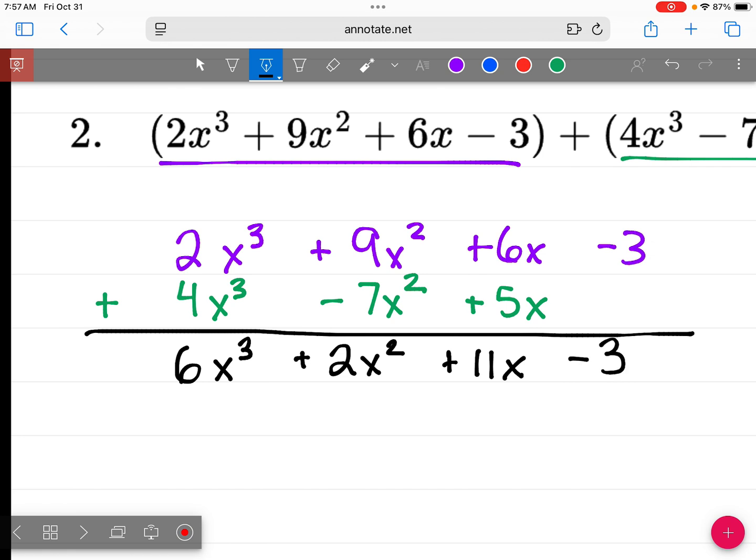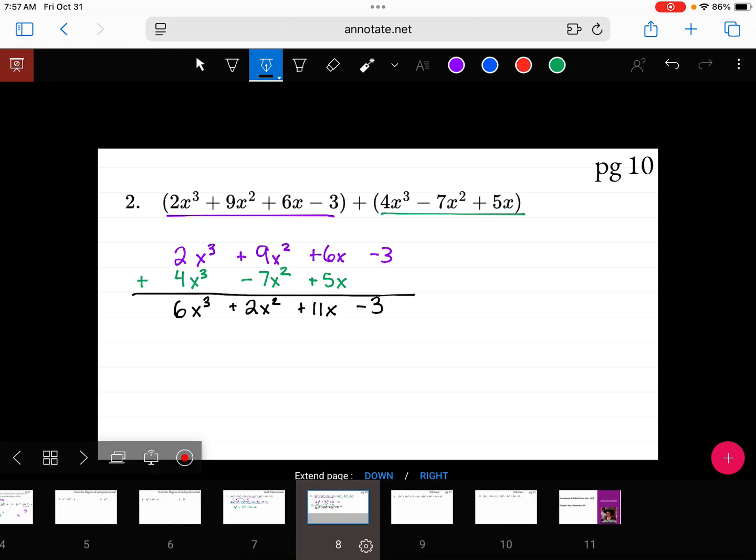Negative 3. So you can either do these horizontally, where I take my 2x cubed plus my 4x cubed and bring it down here to get my 6x cubed. Totally valid. That's what we did on the last one. Or you can stack them and add them in columns. Either way works. We can use either technique. We're going to work more with our operations with polynomials. We'll start doing some subtracting and some multiplying on Monday. So we'll do that.